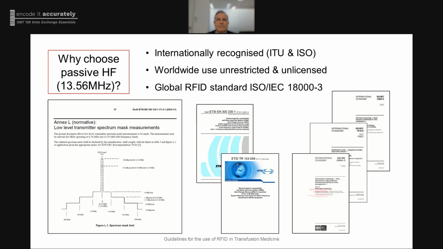HF is also an internationally recognized frequency with globally uniform operational parameters maintained by the International Telecommunications Union, the ITU, and the International Standards Organization, that is ISO, and may be used worldwide on an unlicensed and unrestricted basis. It is supported with the global RFID standard ISO IEC 18000-3, which is a proven mature technology standard with extensive supporting standards.